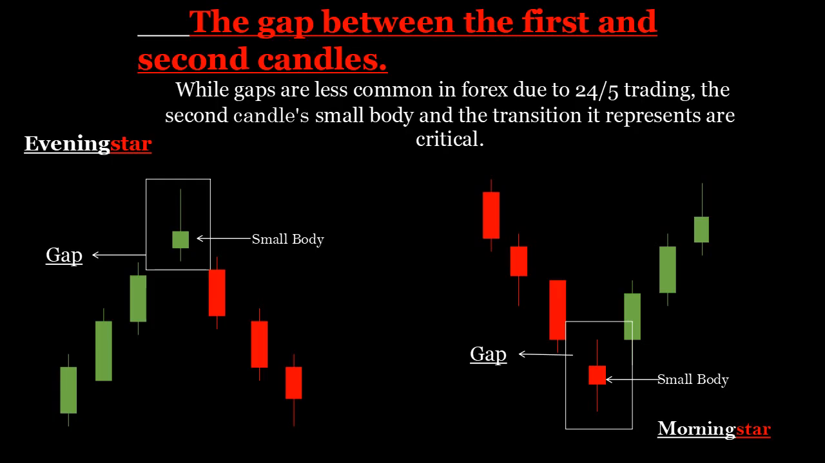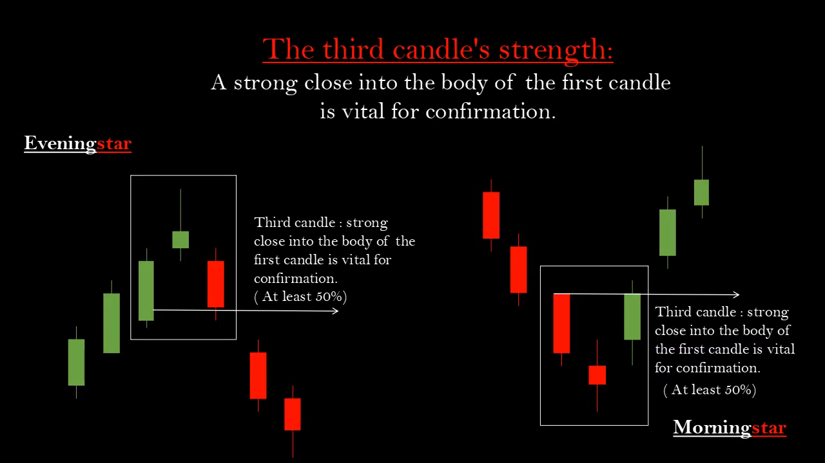Secondly, pay attention to the gap between the first and second candles. While gaps are less common in Forex due to 24/5 trading, the small body of the second candle and the transition it represents are critical. This small-bodied candle, often referred to as a star, shows indecision in the market and sets the stage for a potential reversal.